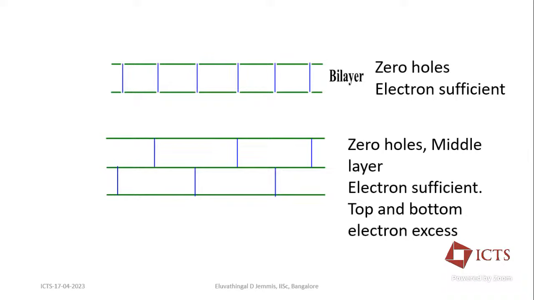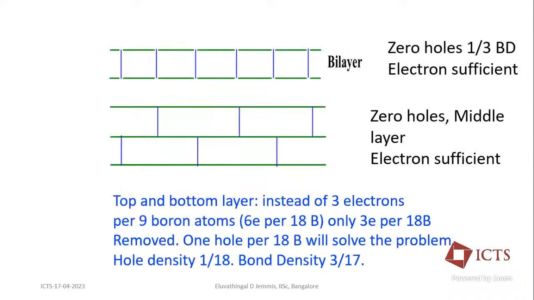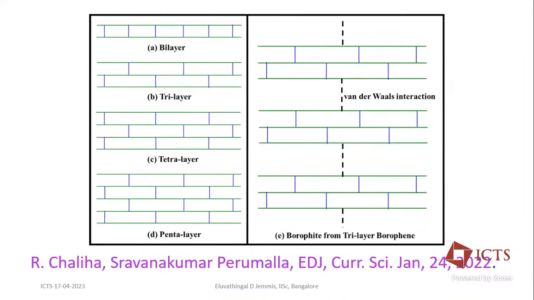And how many holes? For 18 boron atoms, if you have 1 hole, that is enough. So the hole density should be 1 by 18. This is not very complex to understand. Of course, this is not known yet. But in 2018, bilayer was not known, right? Now bilayer is known, so I do feel that it's only a question of time. We will have a trilayer, a tetralayer, a pentalayer.